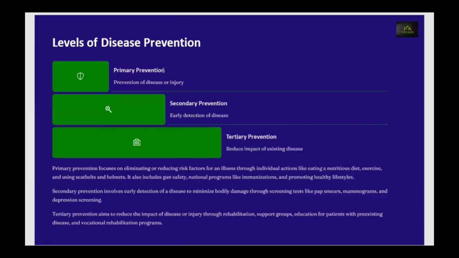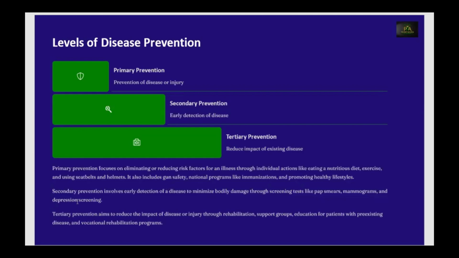You must know your levels of prevention. Primary prevention is about prevention. It always has to do with education. Anything that will reduce the risk of the disease. For example, diet, exercise, seat belt, immunization, national programs, all these things are primary prevention.